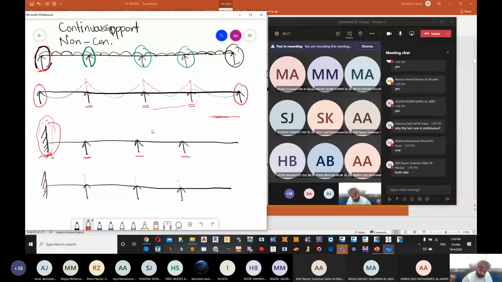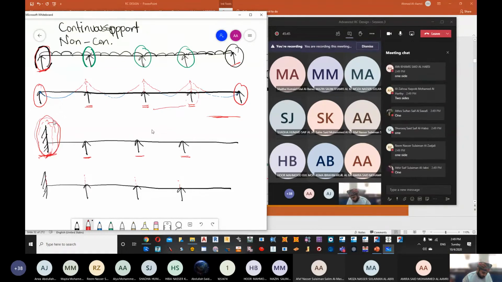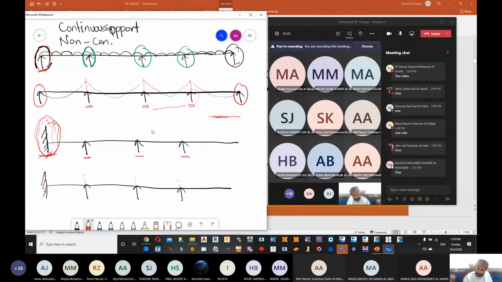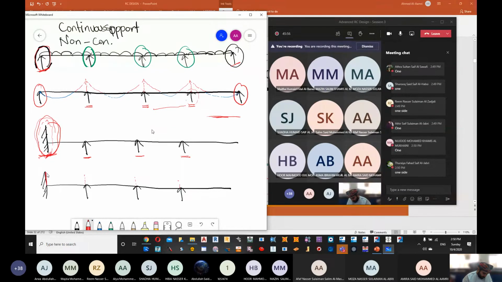Now when we take this support, is it continuous from the left and right or only one? Does it have a member on the right and left or only one side? It's only one, right? So what I need to do, I just draw a line, and then the same case of a cantilever.